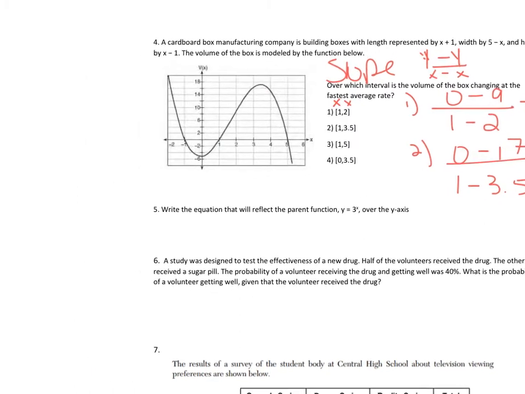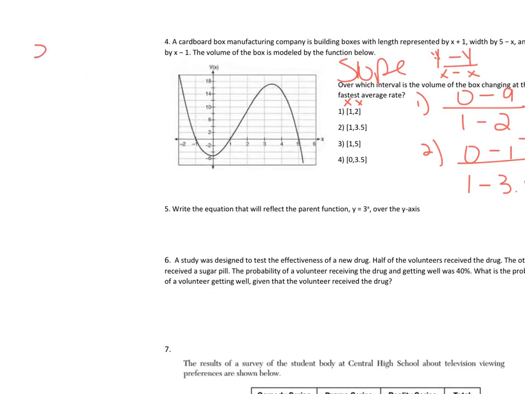Okay, and we're going to do choice 3 over here, because I'm running out of room. 1 minus 5. I'll find the y value for 1. That's at 0. And then 5 is also at 0. So that gets me 0.